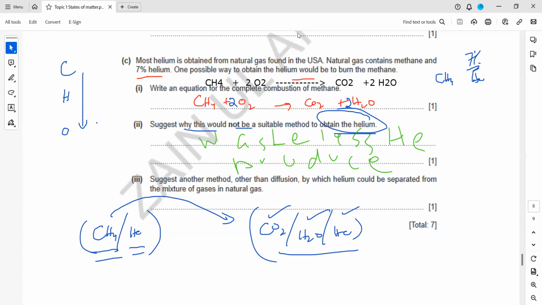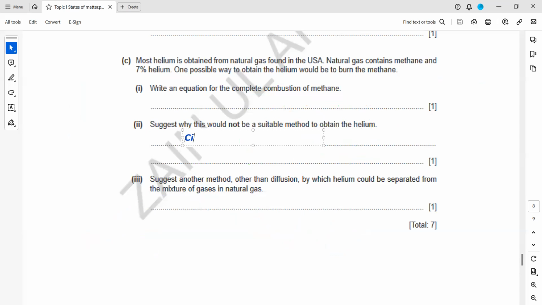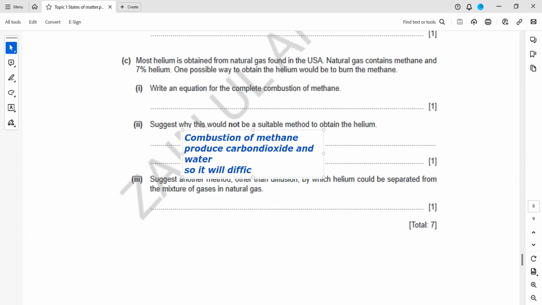So the right answer for this is that combustion of the methane produces carbon dioxide and water. So it will be difficult to separate three substances from each other as compared to two substances.